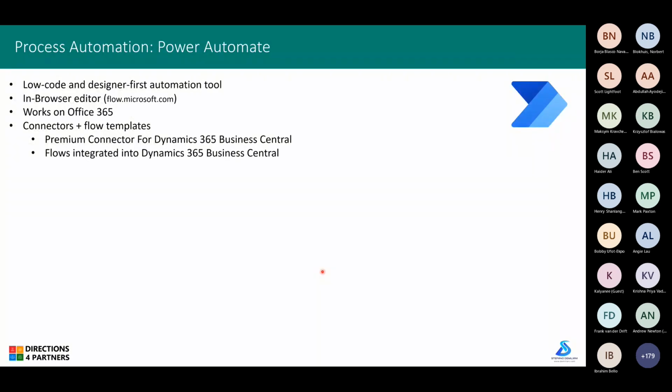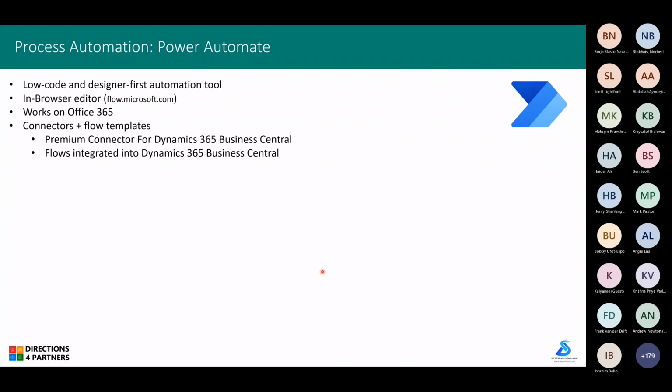Power Automate is the other part of the side that we talk about together today. Power Automate is a low-code and designer-first automation tool for creating workflows in the Dynamics 365 ecosystem. It has an in-browser editor, works directly on Office 365. It permits you to have connectors and flow templates predefined that work across a big stack of applications. There are more than, I think, 300 connectors available for Power Automate today.